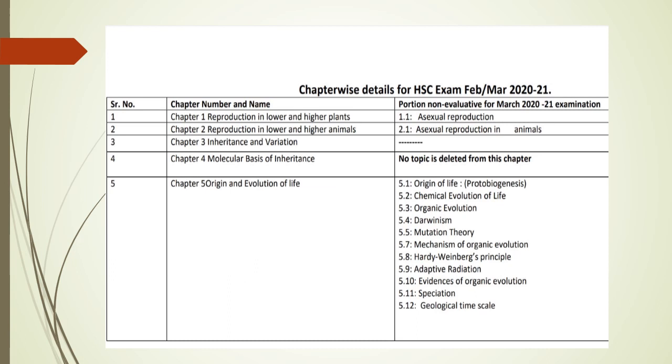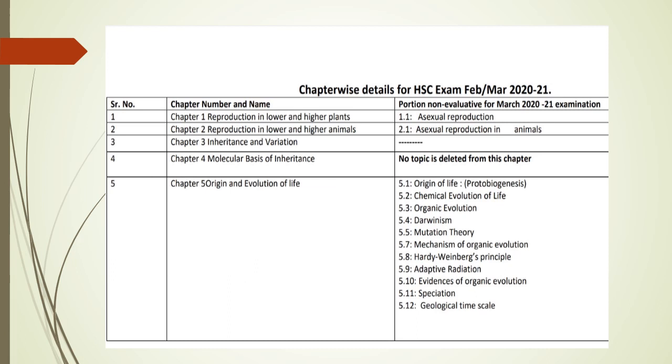Chapter number 1, reproduction in lower and higher plants. Only the non-evaluative portion is 1.1, that is asexual reproduction. In chapter number 2, reproduction in lower and higher animals, only 2.1, asexual reproduction in animals, is non-evaluative. Rest of the chapter is as it is. I am talking about only the deleted portion for this year only.